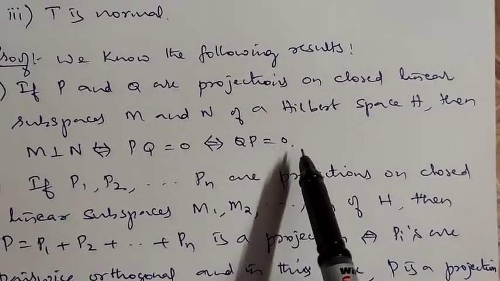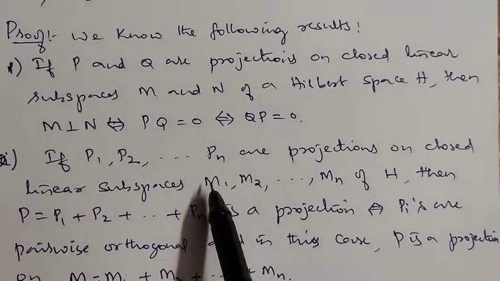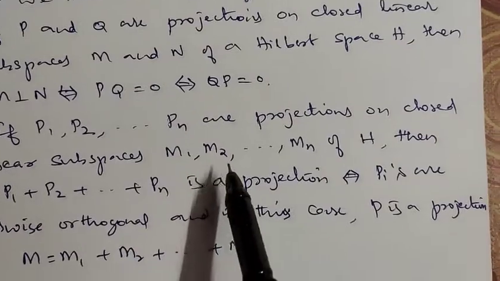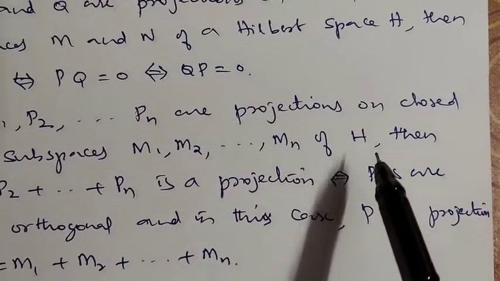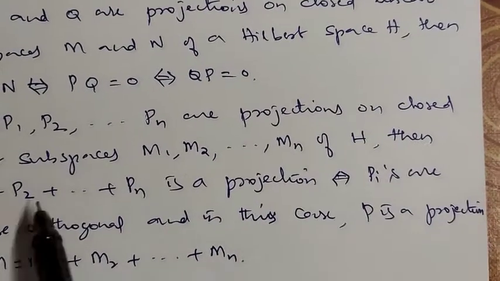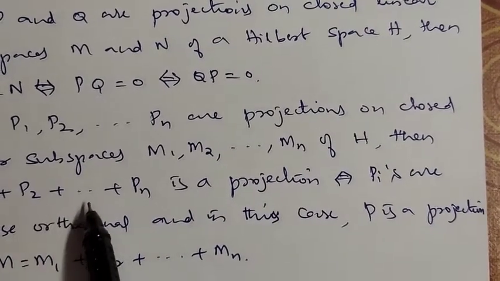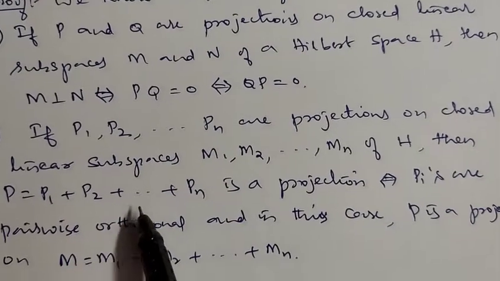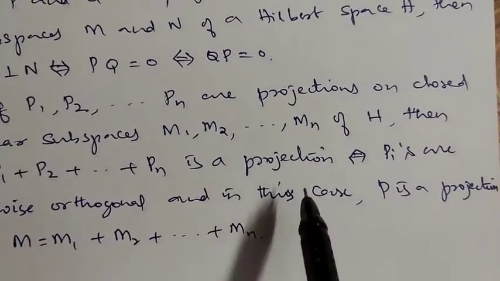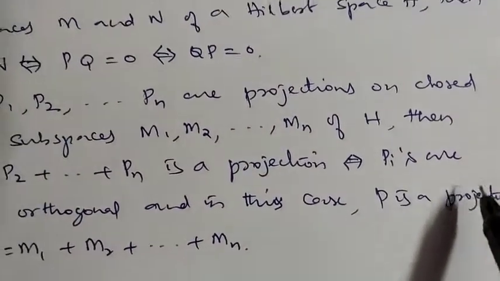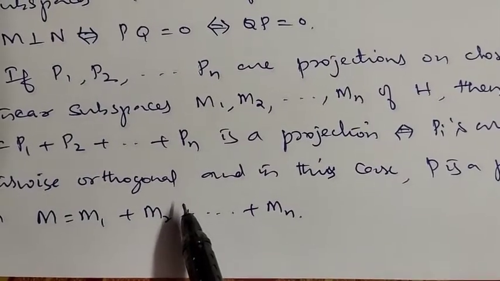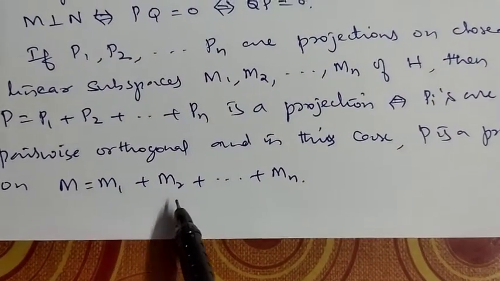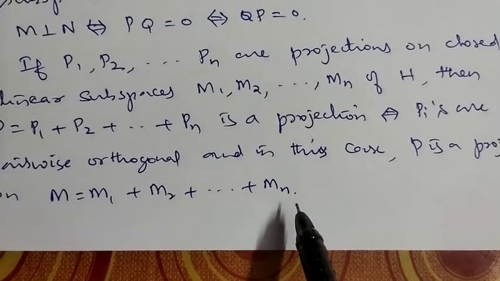And also we have proved: if P1, P2, etc., Pn are projections on closed linear subspaces M1, M2, etc., Mn of Hilbert space H, then the sum of these projections P1, P2, etc., Pn is a projection if and only if the Pi's are pairwise orthogonal. And in this case, P is a projection on M, which is the sum of these subspaces M1, M2, etc., Mn.